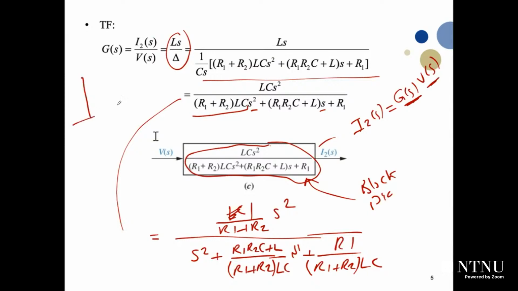If we need to plot this response in time domain, we will have here time, we will have here the input, which is V of S, and after that we will plot the response, which is I2 of S. So it will be something like this one.